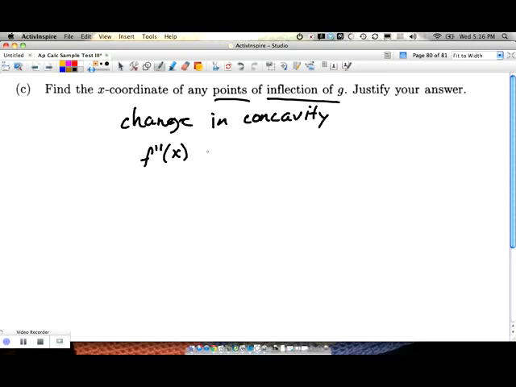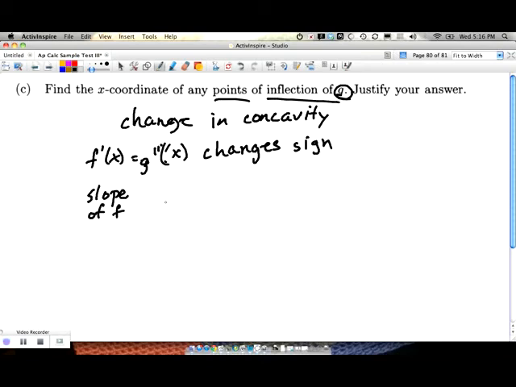What we're looking for then, an f double prime of x, in this case, equals g prime of x. Oh, pardon me. Let's take a step back here. This is asking when g double prime of x changes sign. So in terms of f, which is the picture that we do have, that's when f prime of x changes sign. And that's the slope of f. So we're looking for when does the slope of f change from positive to negative or from negative to positive?